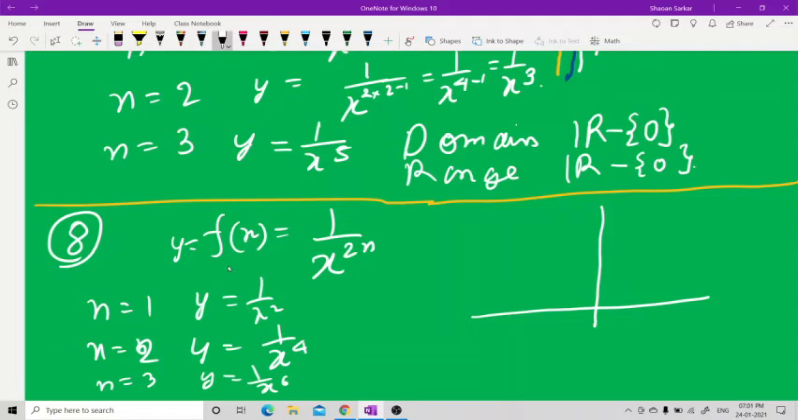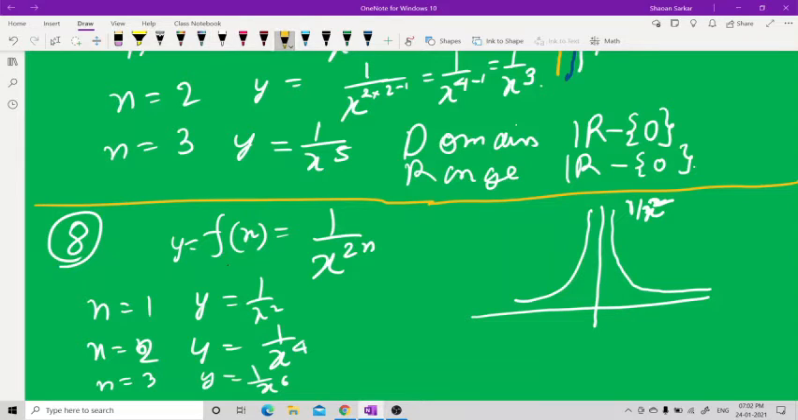The graph of 1 upon x square you have seen. 1 upon x square is something like this. This is the 1 upon x square graph. Now if I draw with some color, first let me write, the white color is for 1 upon x square.